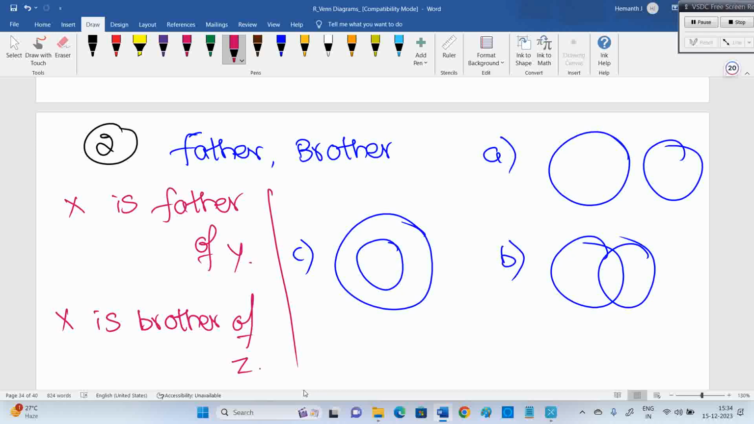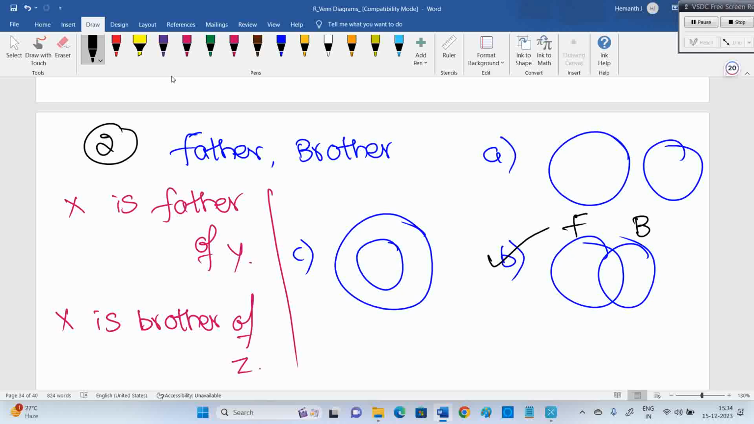So X is father of Y. X is brother of Z. Now what is the suitable thing? B, because the same person can be father and brother. Many people will go with the option of separate father, brother. There is no connection. But the same person, that's what the example. All practical cases you need to consider and select the best suitable, best fit. Okay, B is suitable here.